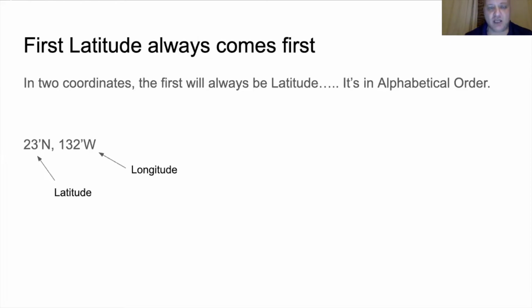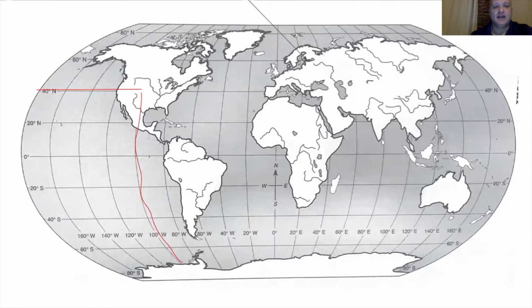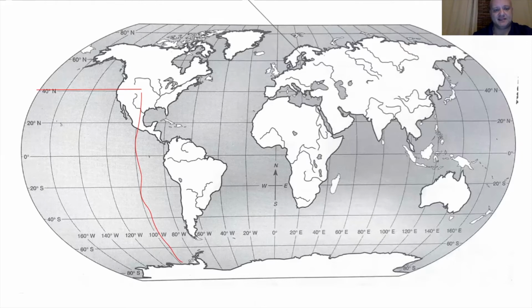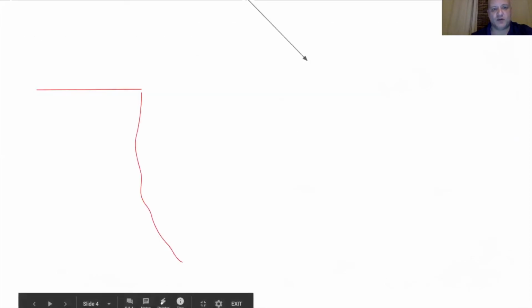All right, here we go, friends. So how would I find 40 degrees north, 100 west on a map? Now, I will tell you ahead of time, this is significantly easier if you print this map out. But for our purposes, I'm going to have to go with it just like this because we're not in the classroom. Remember, our two coordinates were 40 degrees north, 100 west.